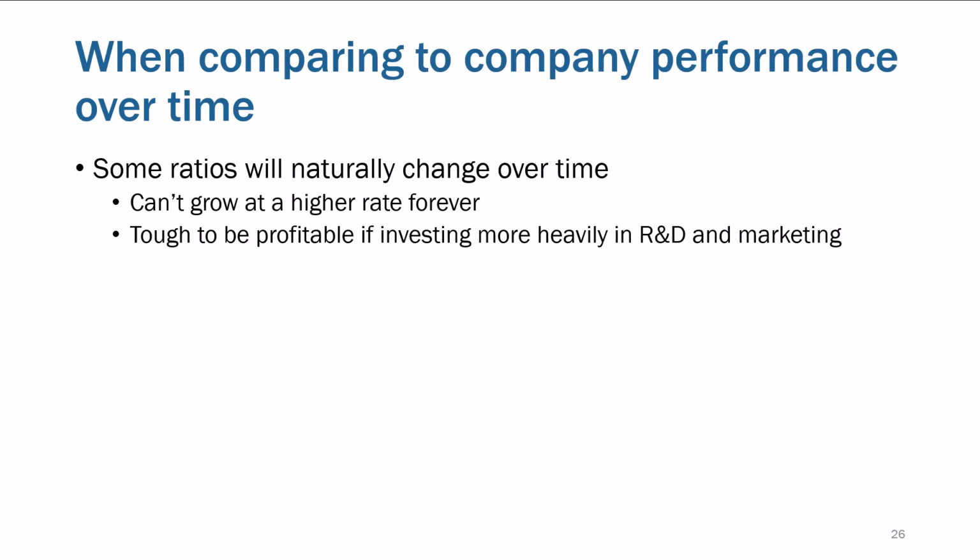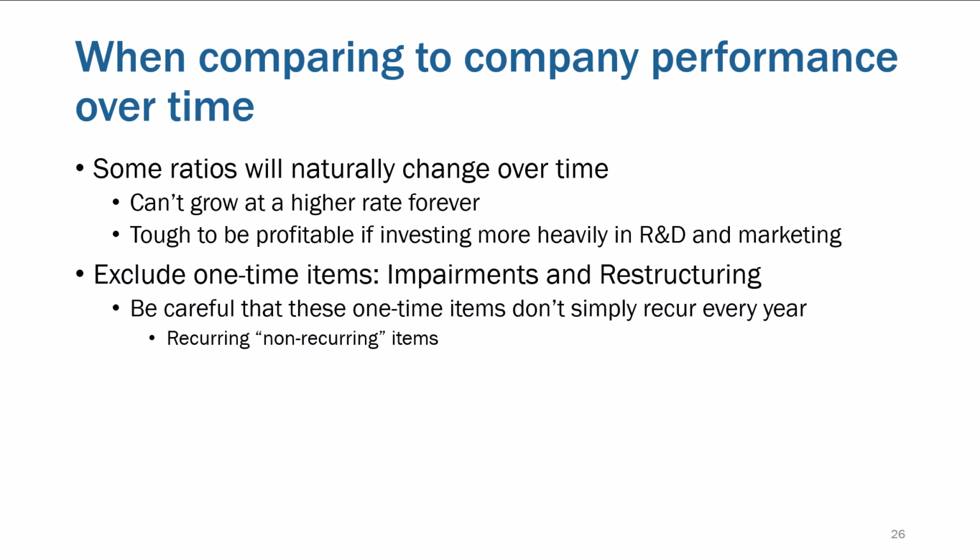And when we want to compare to a company's performance over time, we've got to understand that some ratios are naturally going to change. You can't grow at a high rate forever. So if growth eventually slows down, that's kind of expected. And then also, early on, it's tough to be profitable if you're investing quite a bit in research and development, if you're investing in marketing.